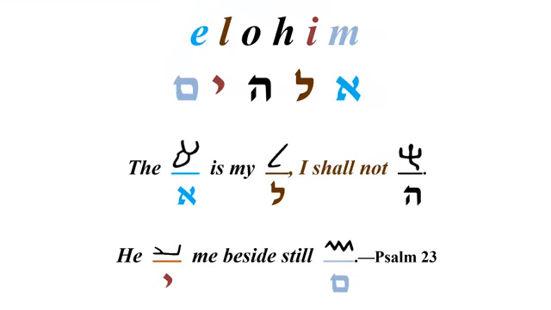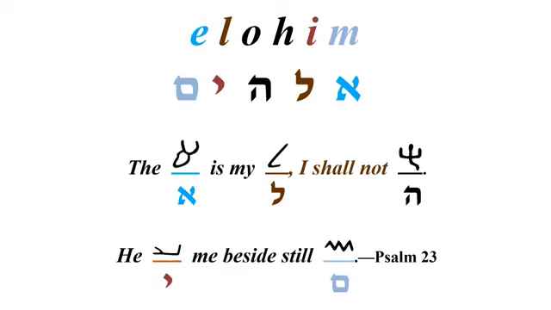If you take this very famous verse, Psalm 23, remember Aleph is the Lord, that's God, is my Lamed. Lamed is shepherd's crook, shepherd. I shall not, He, behold, revelation, blessings are coming. I shall not want. He, Yud, hand, he leads me beside still Mem, waters. He kind of hides his title in Psalm 23.